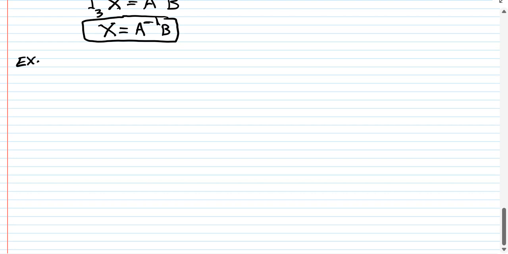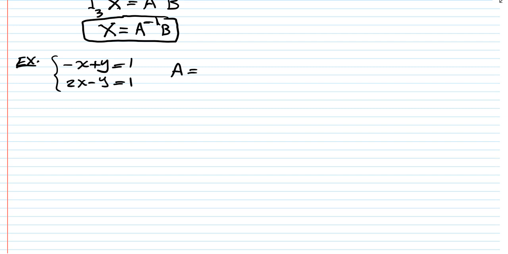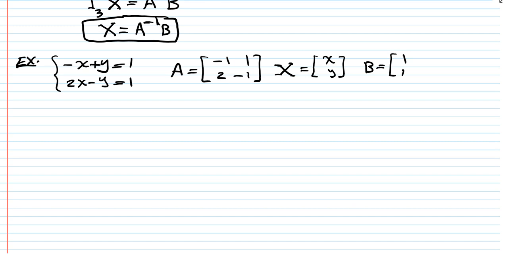In my example, suppose that I have a system of equations, and the system is negative x plus y equals 1, and let's make this one 2x minus y equals 1 also. So what are the A, X, and B here? Well, A is the matrix of coefficients: negative 1, 1, 2, negative 1. X is a matrix of variables. In this case, I have only x and y. And B, the matrix of constants: 1, 1.